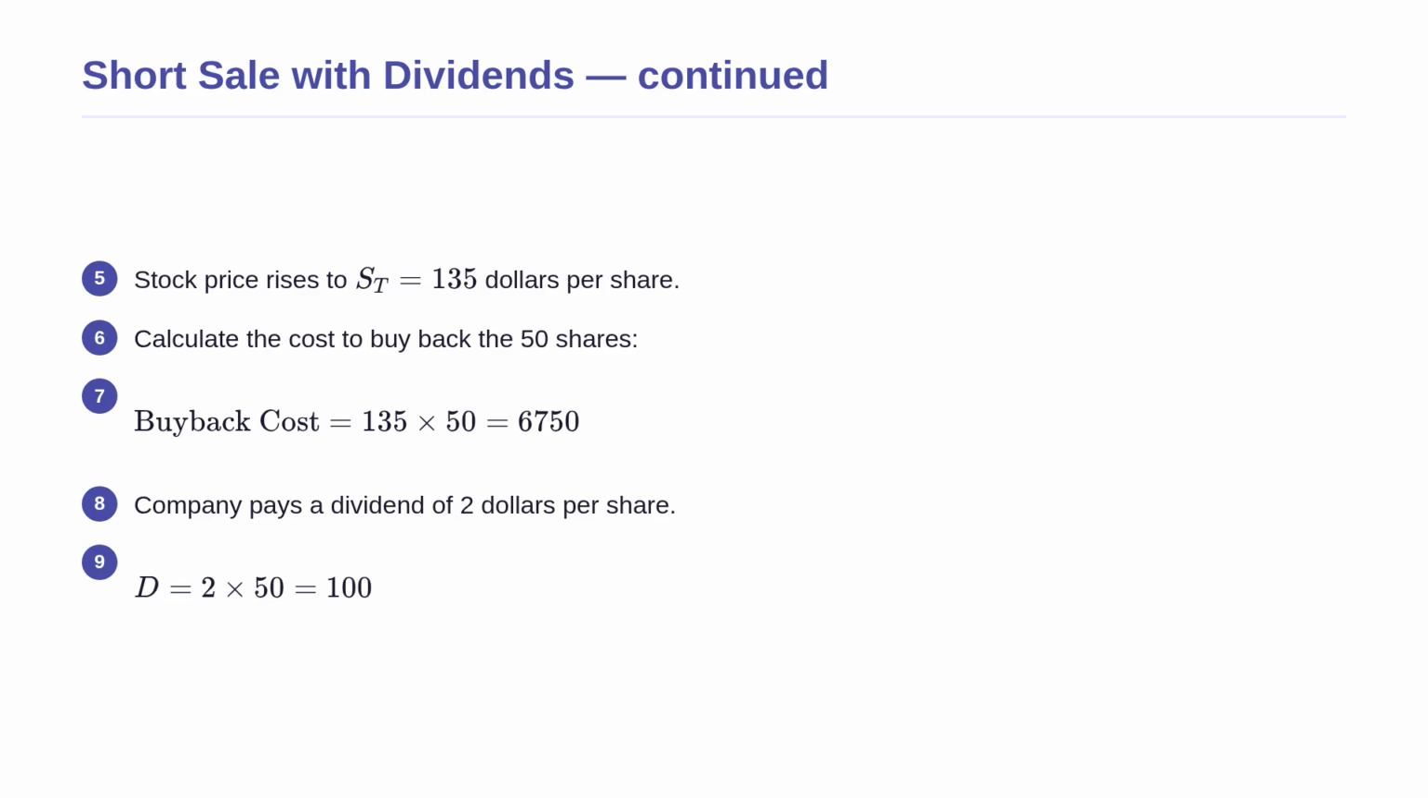Continuing the trade, things go wrong. The stock price rises to $135 per share. The investor decides to close the position to prevent further losses. Buying back the 50 shares at this higher price costs $6,750. Notice this is already more than the initial revenue. On top of this, the company declared a $2 dividend per share. Multiplying this by the 50 shares means the investor owes an additional $100 directly to the lender.